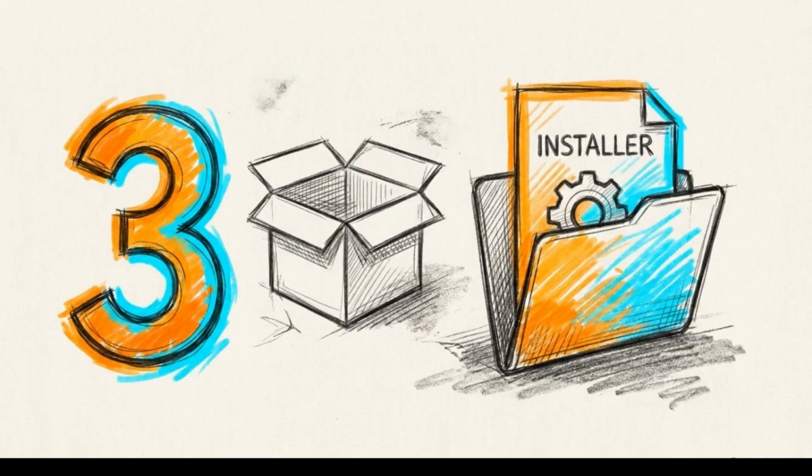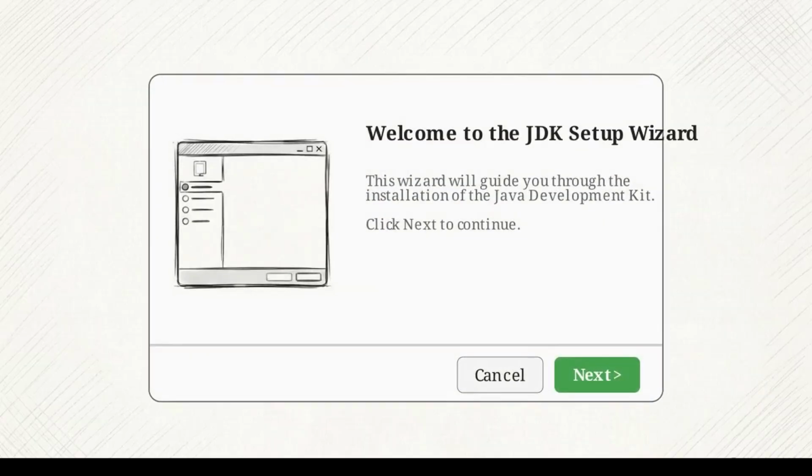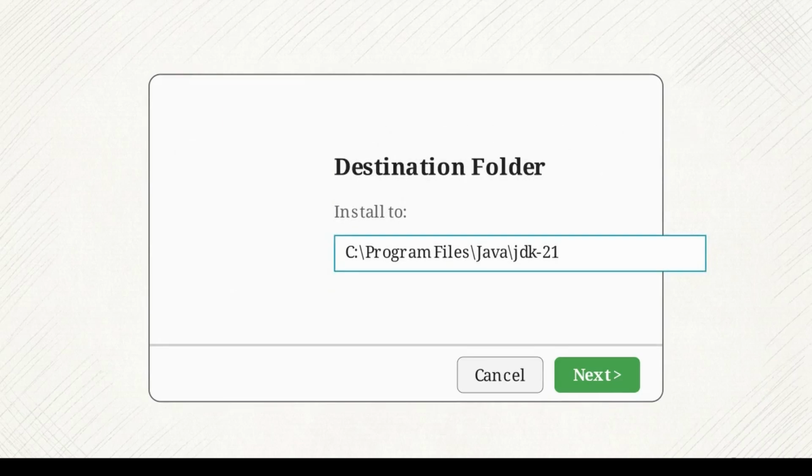Step 3 is the installation itself. Locate the file you just downloaded and open it to launch the installation wizard. The wizard starts with a simple welcome screen. Just click Next to advance. The next screen will ask you to choose an installation location for the software.